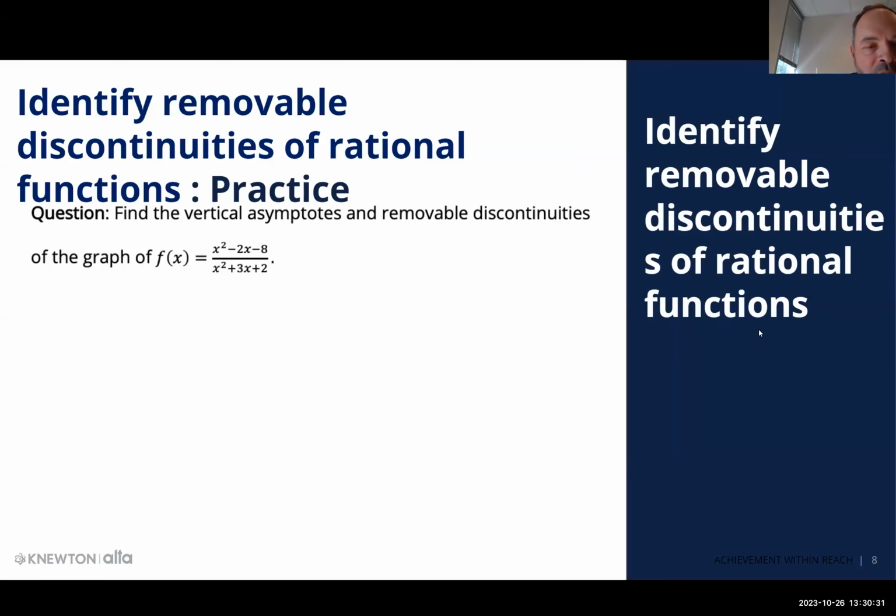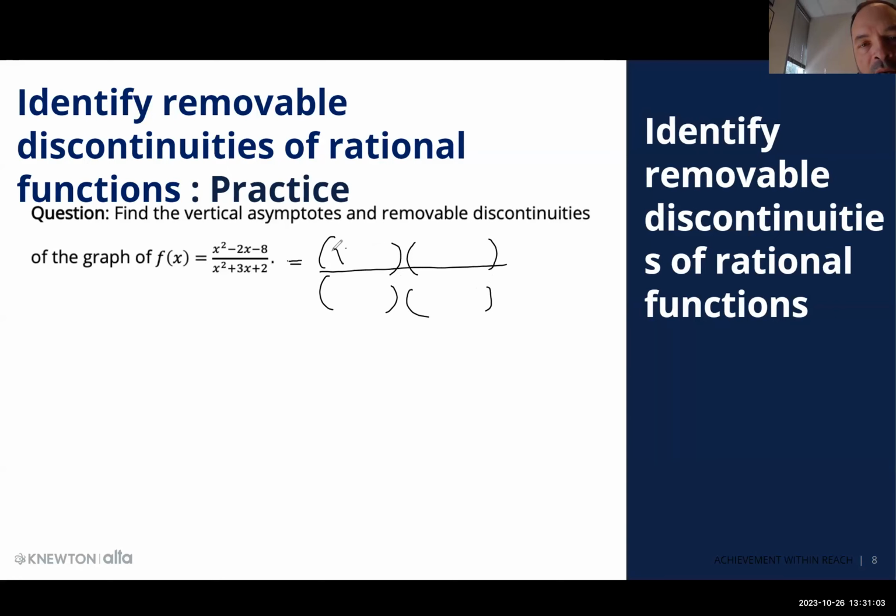So we want to find vertical asymptotes and removable discontinuities. Okay, that's a fairly easy task because what we are required to do in order to find that is to factor the numerator and factor the denominator, which most of us should have mastered by this point.